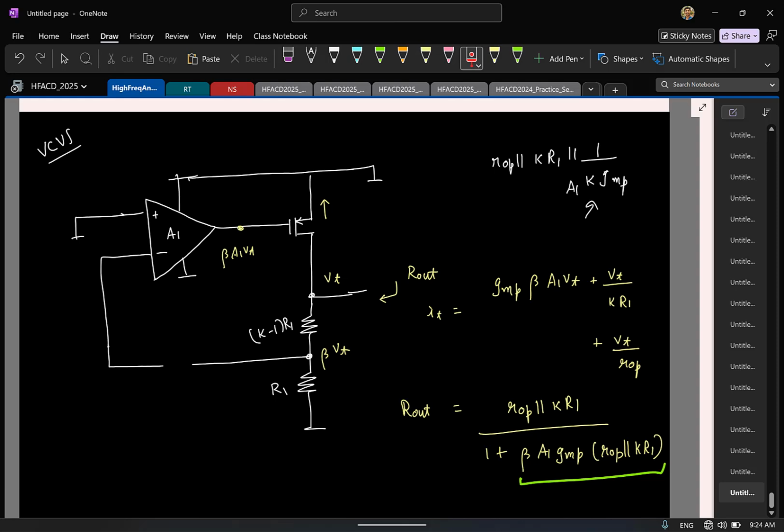Is that okay? So if I apply a test voltage, let us say I apply some Vi, A1 times Vi comes here. The voltage here will be A1 times Vi times the GMP times R0P parallel K times R1, and here will be beta times this entire thing, A1 times GMP times. So this is essentially the loop gain. So I can write my output impedance, output resistance this way.